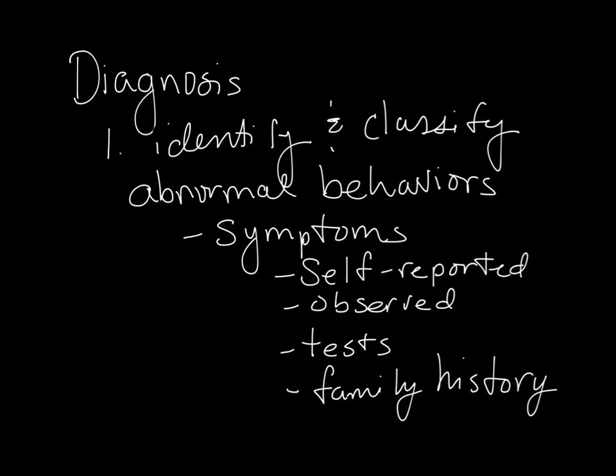Okay, we're looking at diagnosis right now. What is the diagnosis and how does it work? Well, in a nutshell, diagnosis is identifying and classifying abnormal behaviors. Once we decide this is considered to be normal, 5.1, and this is considered to be abnormal, 5.2, then we can identify those things that are specific that are considered to be abnormal. Then we can classify those things.